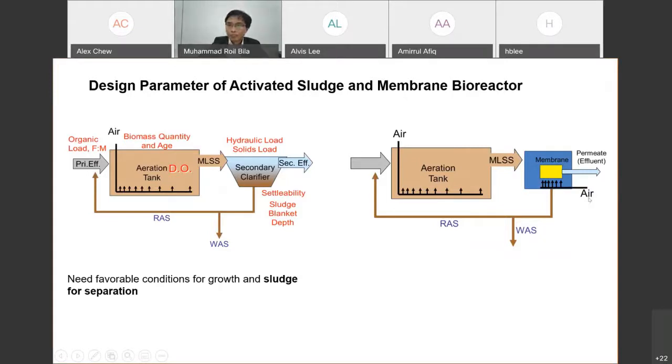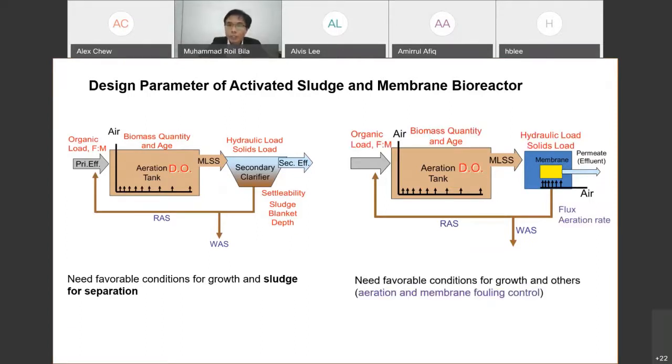The same thing for MBR, because we also use biology, we also need to adjust the conditions that are favorable for growth of microorganisms, as well as for membrane fouling control. I will not discuss that one here, but for the membrane we also need aeration here to control the membrane fouling to maintain the performance. So I provide you the Excel package.